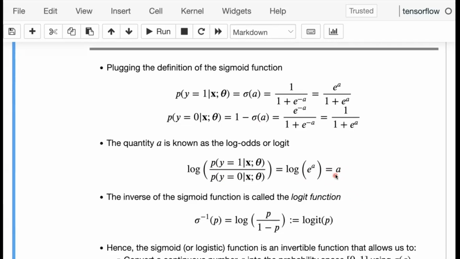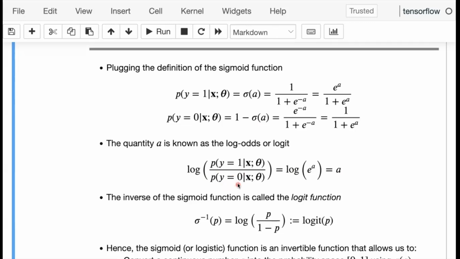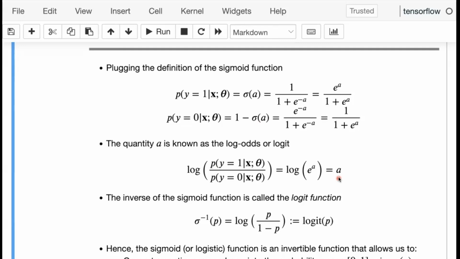So therefore, what this means is that this A, which is the input to the sigmoid or logistic function, can be inverted if we know this probability of y equals 1 and y equals 0. And this is what is known as the log odds or logits. So to simplify this, when we have a sigmoid or logistic function, what goes inside this function, which is this A, is known as log odds or logits. So this is a real valued number.